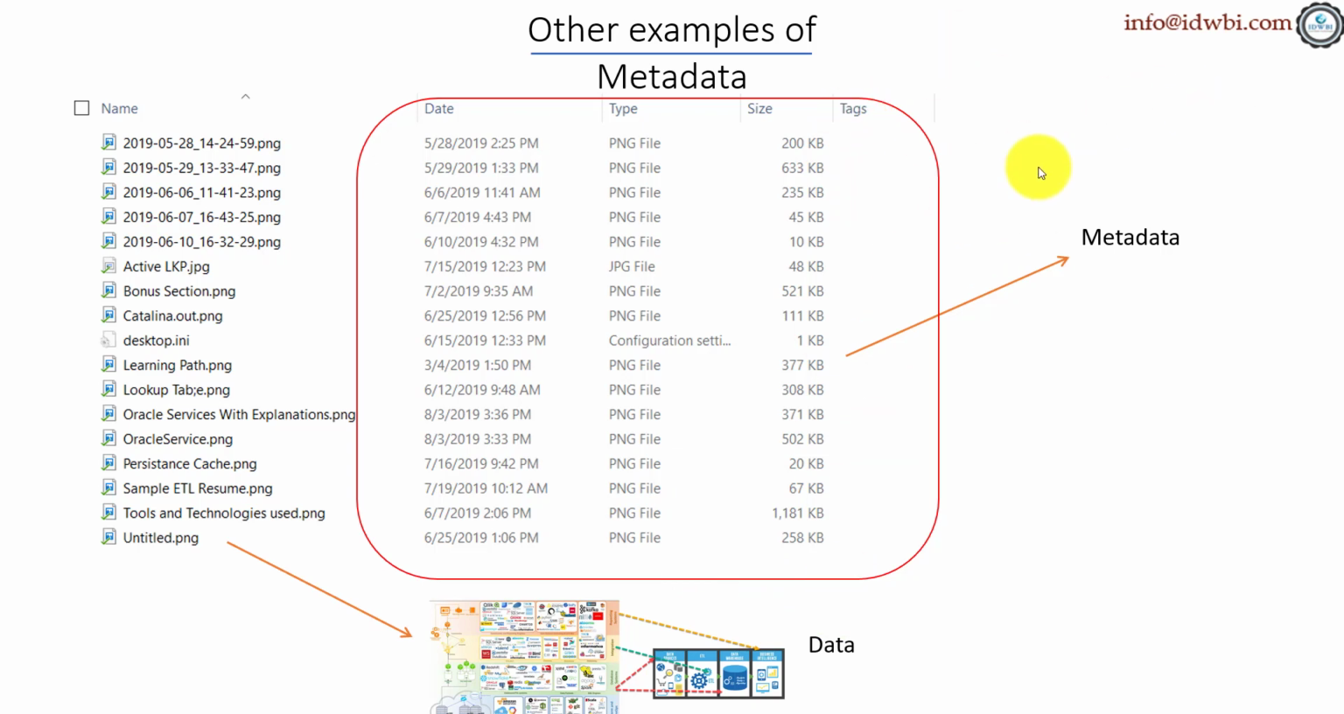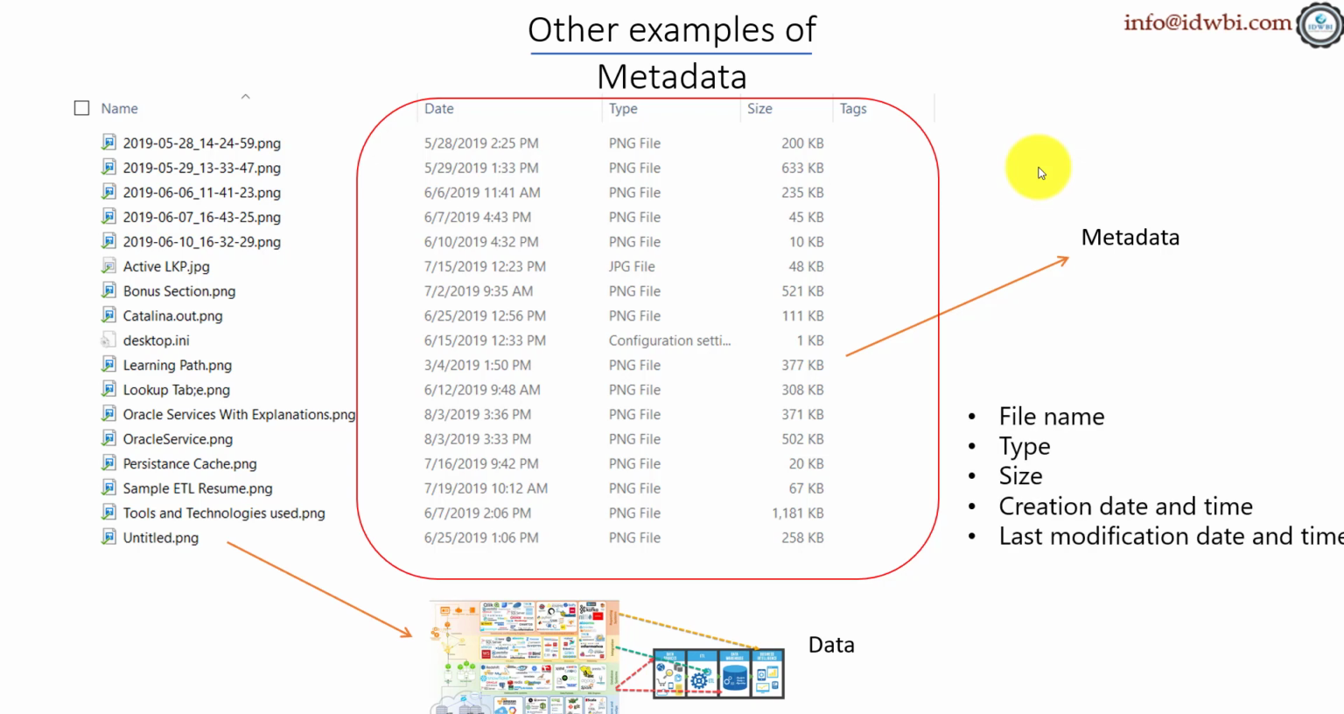So the files from your storage system, when I say storage, this particular screenshot is from my system, it's my laptop. But beyond this, let's say if you take Amazon S3 or Google Cloud Storage or Azure Storage, they have their own metadata. They have their own metadata tags, categories with which you'll identify what your files are. It's not necessarily only PNG files. Any format, you'll have this metadata. The file name, type, size, creation date and time, last modified date and time.